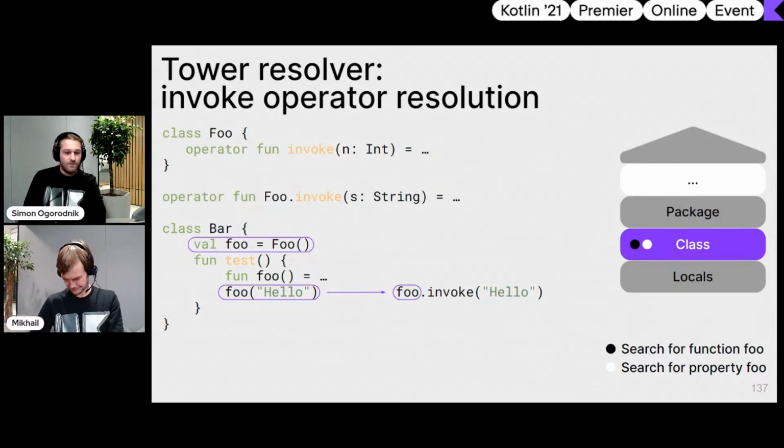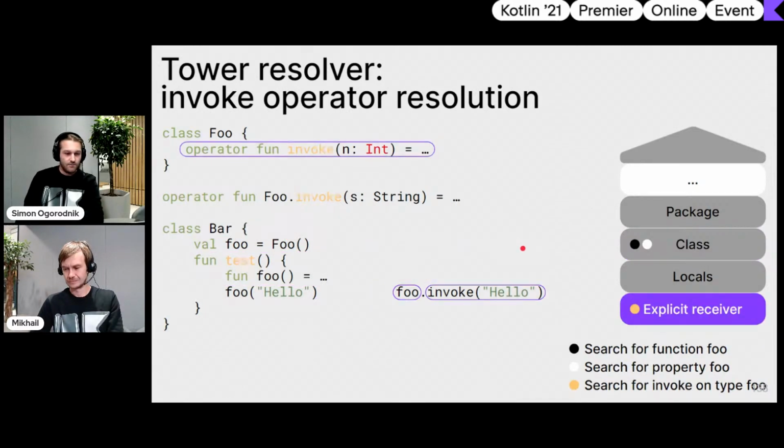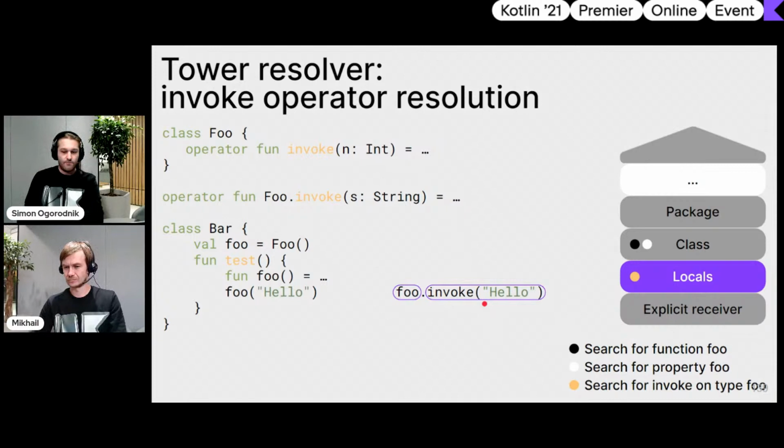And then all the magic happens. So we found that there is a property called foo, and now we have to consider if there is an invoke declared on the type of this property, which is indeed Foo here. So first, we should consider it as an explicit receiver. So here we have an invoke which is not matching by the type of the argument. So we're analyzing this expression right now. And then we proceed from the bottom.